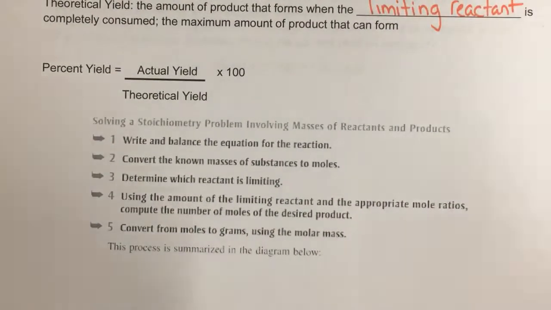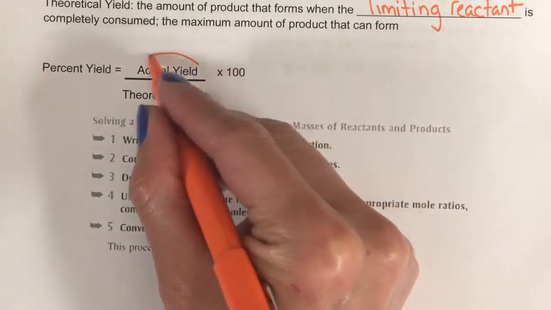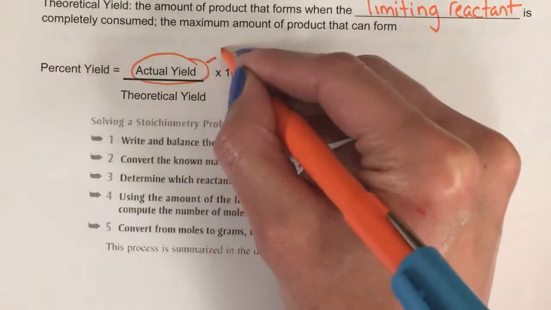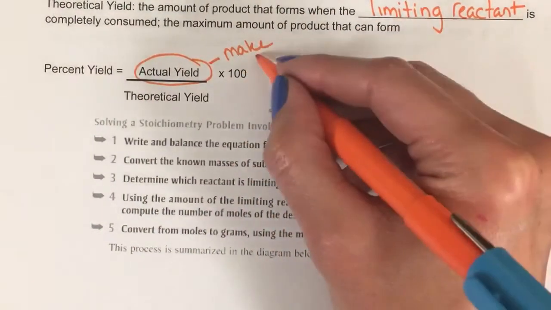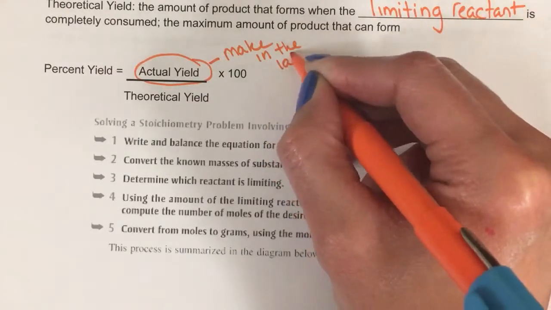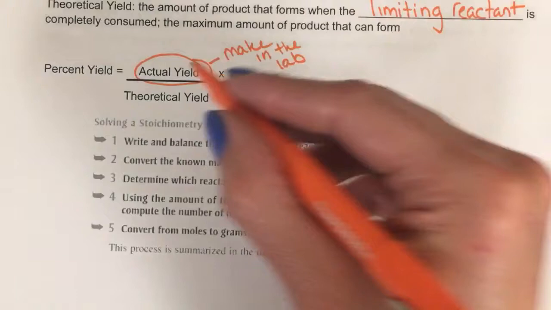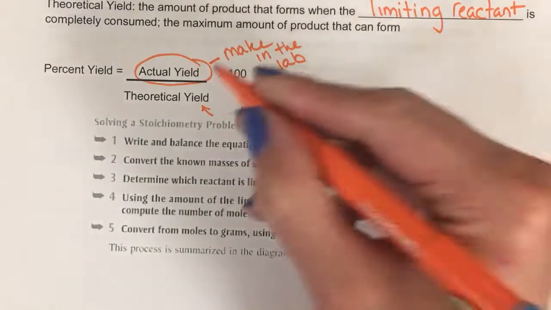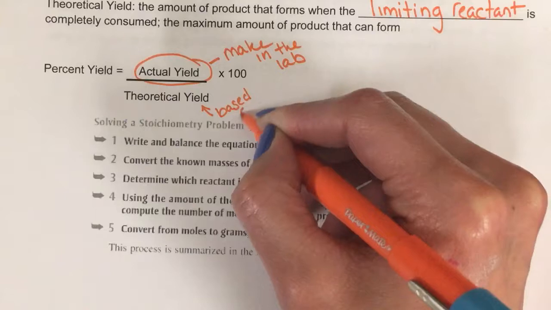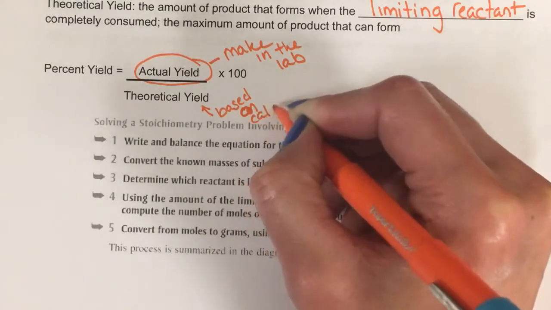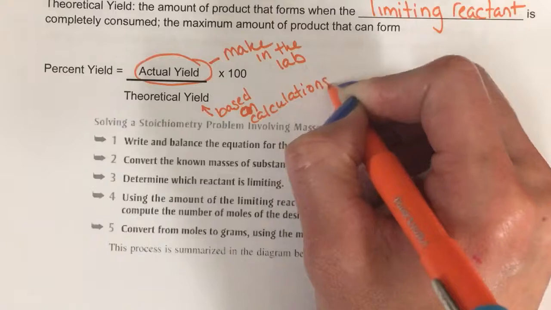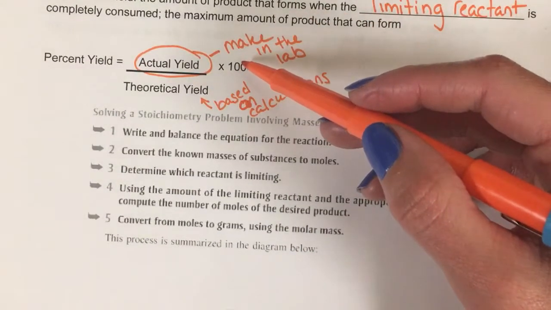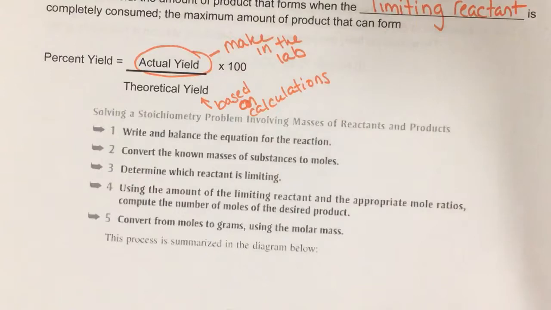So to calculate the percent yield, I would take my actual yield. This is what I really make in the lab. I divide that by what I should make based on calculations. And if I multiply that by 100, then I will get the percentage that I made. Now, obviously, I want 100% yield. For our purposes, anything above 80 is pretty good, okay?